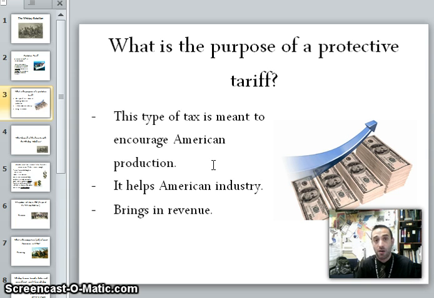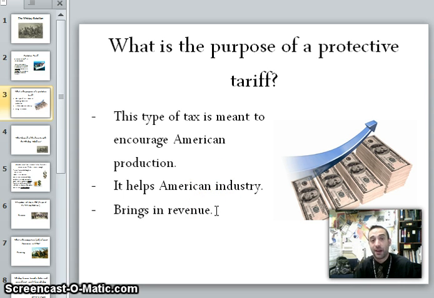So if there's a tariff, in other words, a tax on goods that are made in another country or another place outside the United States, you're more likely to buy the American product, okay? So it protects the American product, the American industry, right? Industry in America will be more successful because hopefully, right, the consumer will buy the American product and not a product made somewhere else. So it helps American industry and it brings in revenue for the federal government.